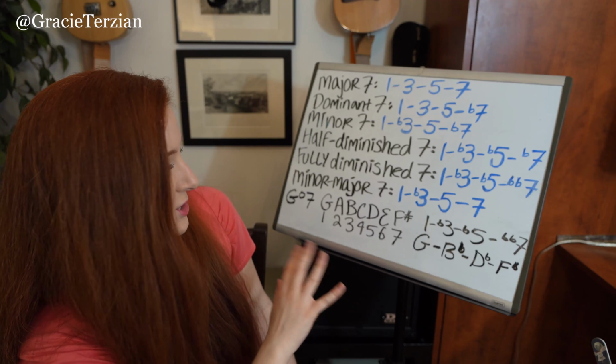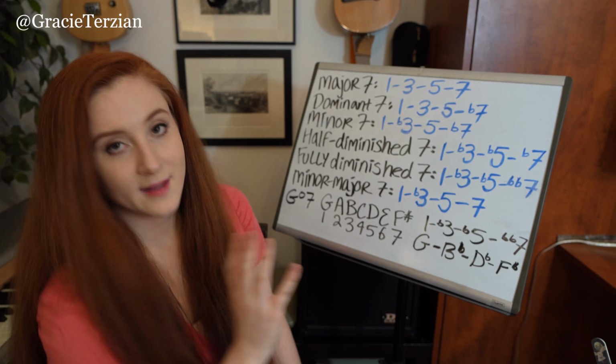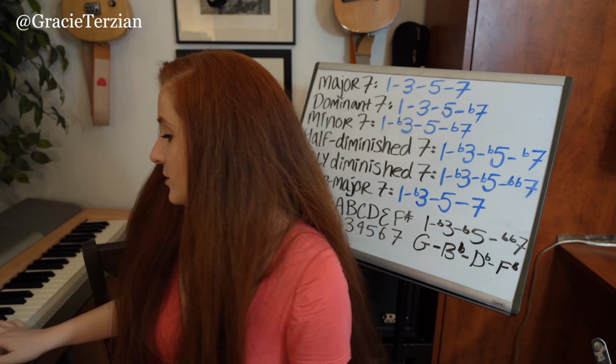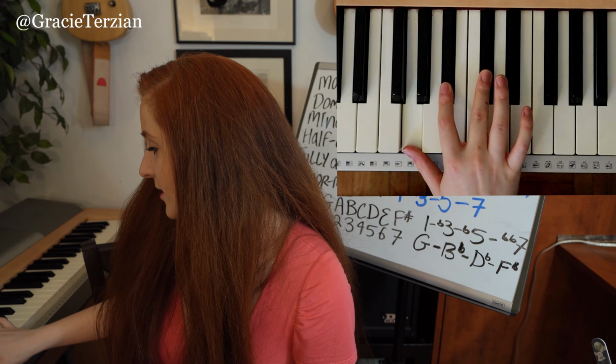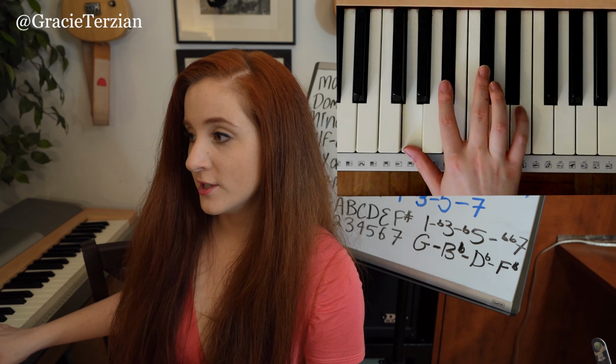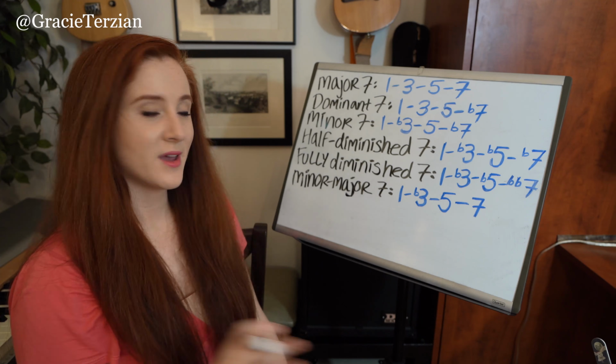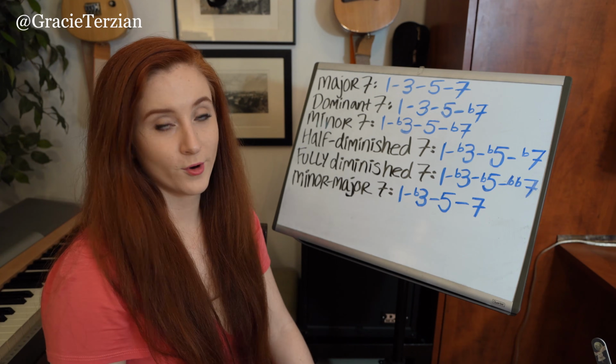These are the notes G, B flat, D flat, and F flat. Let's listen to them, okay? So we have G, B flat, D flat, F flat, fully diminished 7. There you go.